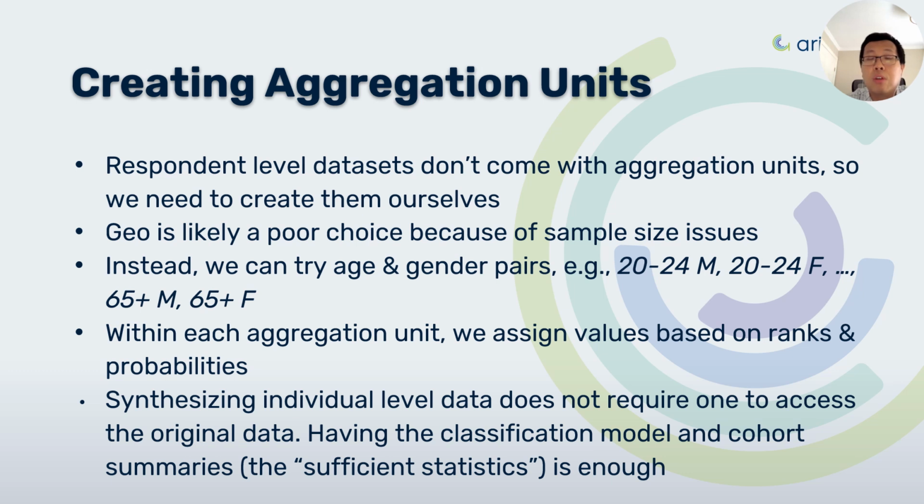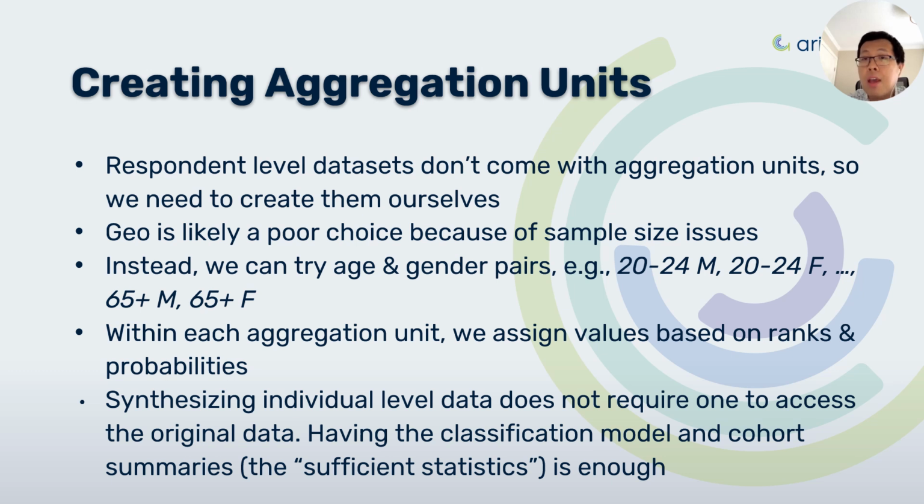Instead, we're going to try to create cohorts not based on neighborhood, but based on age and gender pairs. So we're creating cohorts to compare one against others that are similar to that. For example, we can create cohorts by putting all the 20 to 24-year-old males together, 20 to 24-year-old females together, and so on and so forth. Within each aggregation unit, again, we assign values based on ranks and probabilities, just like before.